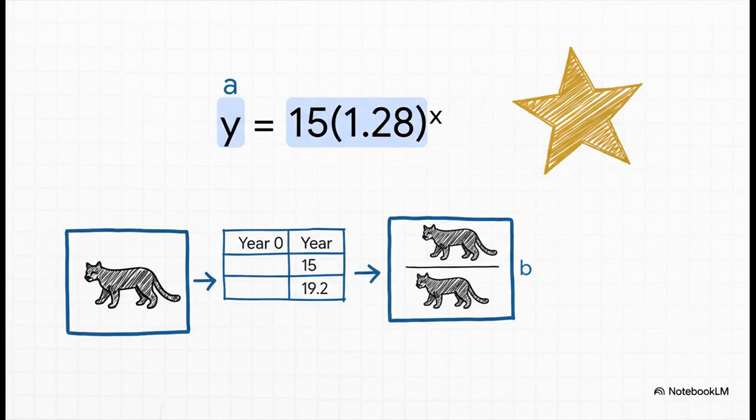All right, are you ready? Let's see how you did. The correct answer is y equals 15 times 1.28 to the power of x. How do we get that? Well, the initial value, A, was right there in the table at year 0. It was 15. And to find B, all you had to do was divide 19.2 by 15, which gives you that constant multiplier of 1.28. If you got that, excellent job.